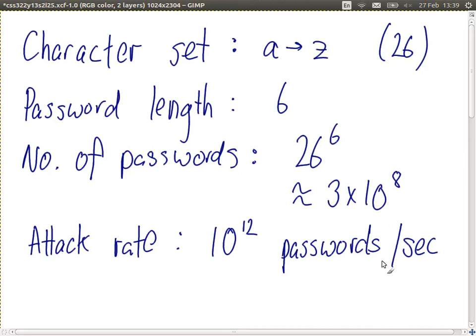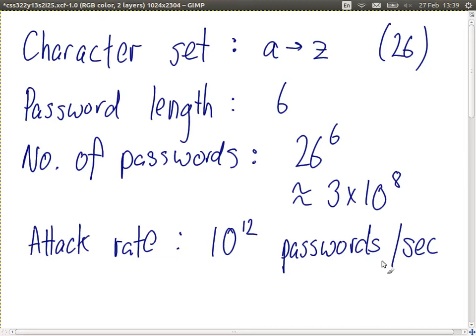With such a system, I cannot do 10 to the power of 12 passwords per second because there's some delay across the network. The server is not fast enough to process, and the server would have mechanisms to slow me down and eventually log me out.